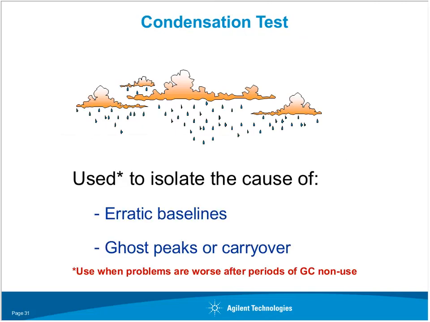Okay, now I'm going to talk about a few tests we do. This is the condensation test. This is used to isolate the cause of erratic baselines or ghost peaks or carryover. Use this when problems are worst after periods of GC non-use.